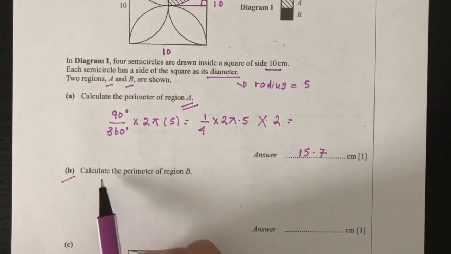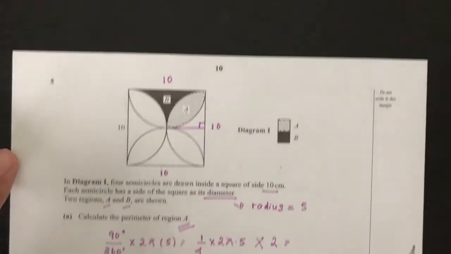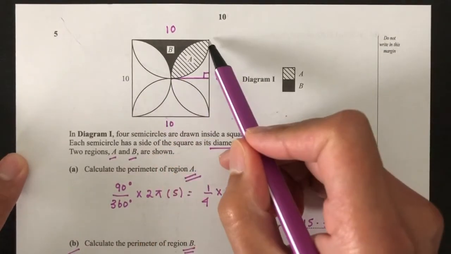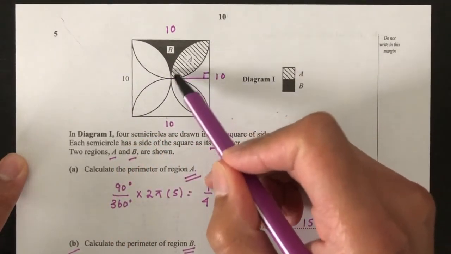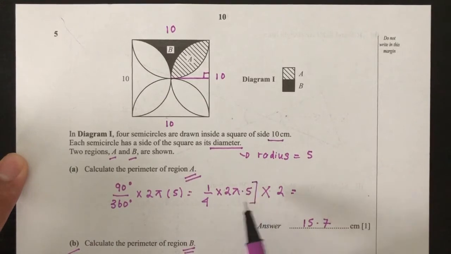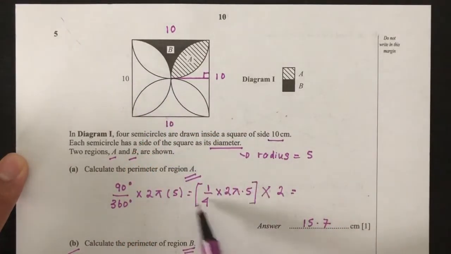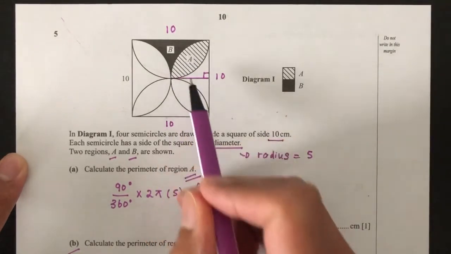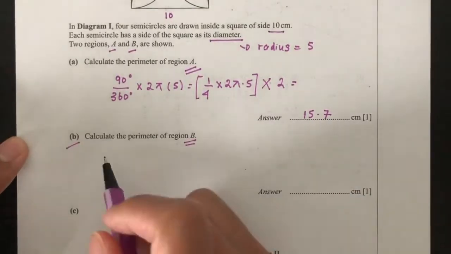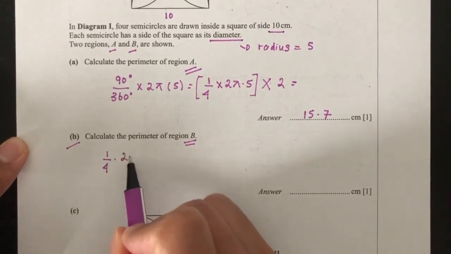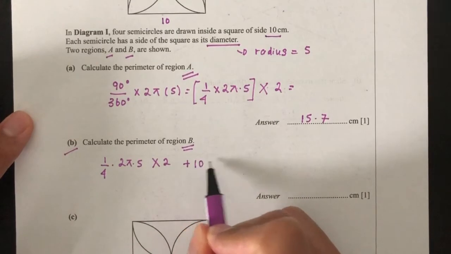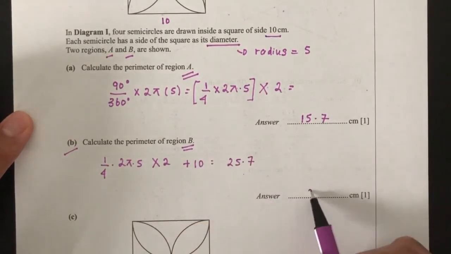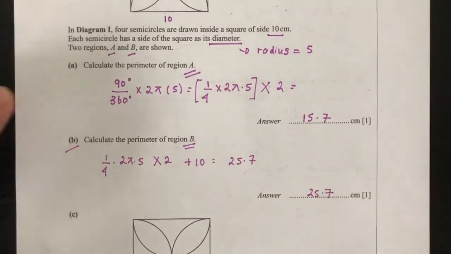Now part B, calculate the perimeter of B. So where's B? B is this region. So it will be this side plus this side and this side. So we know this side is given by this formula right here. This also is the same, and then add 10. So let's do that. It will be 1 over 4 times 2 pi times 5, times 2, because we have this side and this side, and then plus 10. That should give you 25.7. So 25.7 will be the perimeter of B.